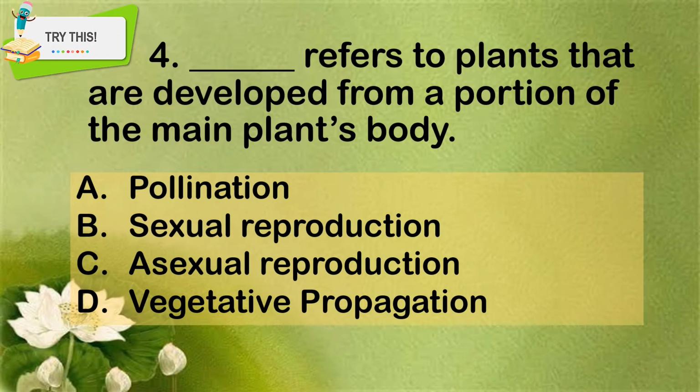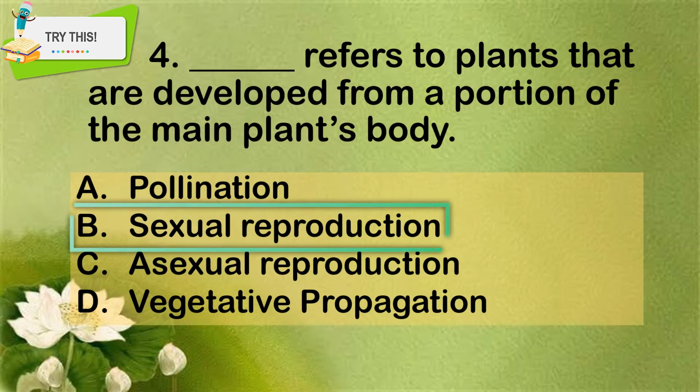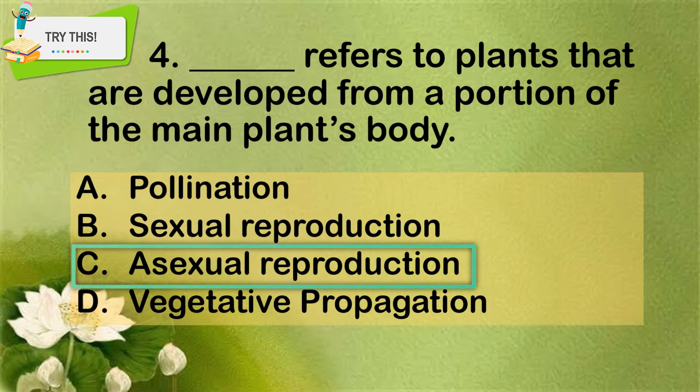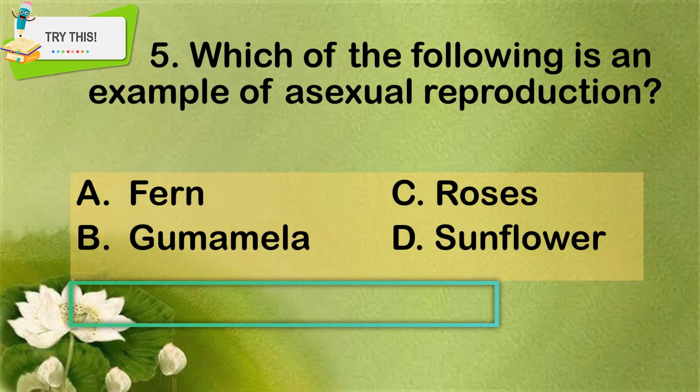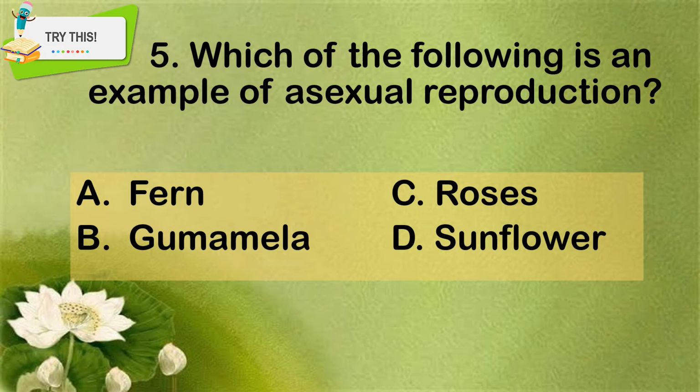Number 4. Blank refers to plants that are developed from a portion of the main plant's body. A. Pollination. B. Sexual reproduction. C. Asexual reproduction. Or D. Vegetative propagation. Number 5. Which of the following is an example of asexual reproduction? A. Fern. B. Gumamela. C. Roses. Or D. Sunflower.